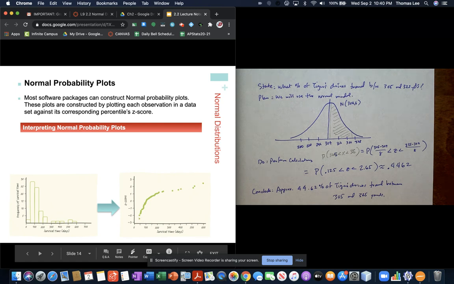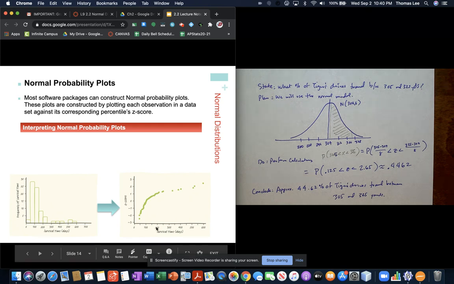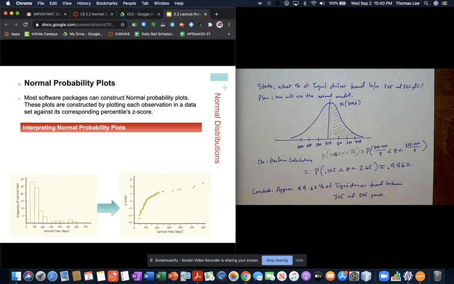Well, how do you know if the normal model is a pretty good fit for the actual data? When you plot the x values against the z-scores, it will be a linear shape. Okay, it will look like a line, not a curve. If it's strongly curved, it's not normal. The normal model does not fit. But if it's linear, the normal model is a good fit.